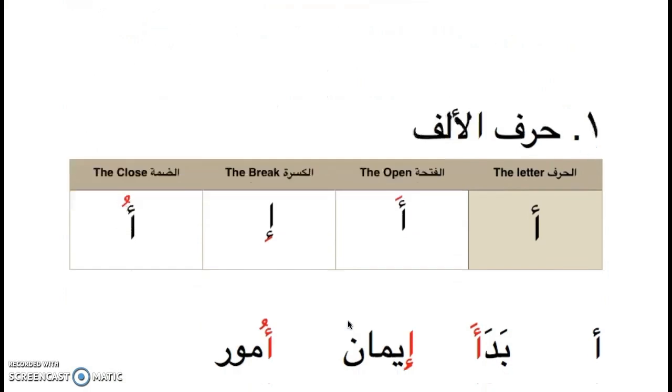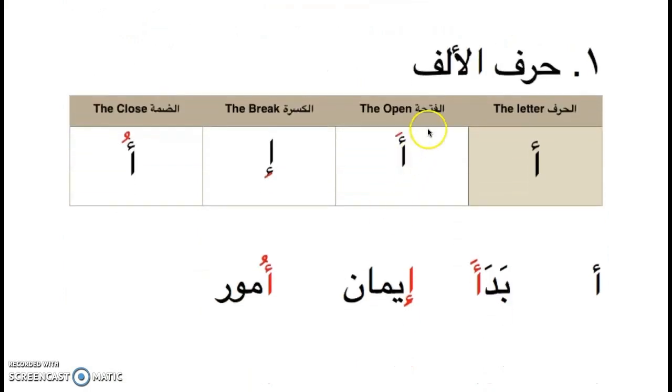So we're going to go over each letter, the 28 letters. We're going to go over each one of them. And the first one, it's like a line on top. You can see it here in the red. That's called the open, Al-Fatha. It's like an opening. And basically, you open your mouth in a sense when you say that letter. Like, ah. This is the letter Alif. Ah.